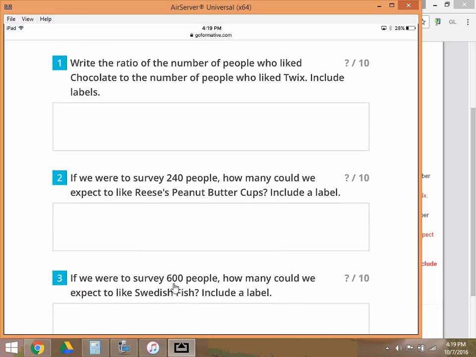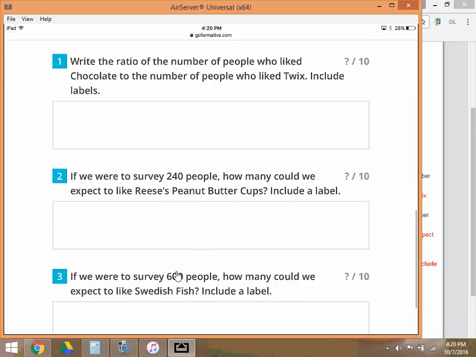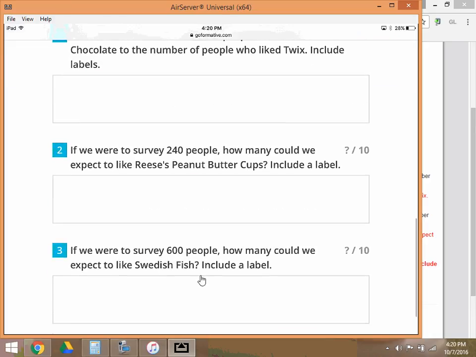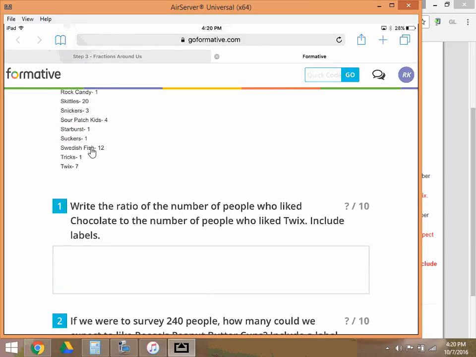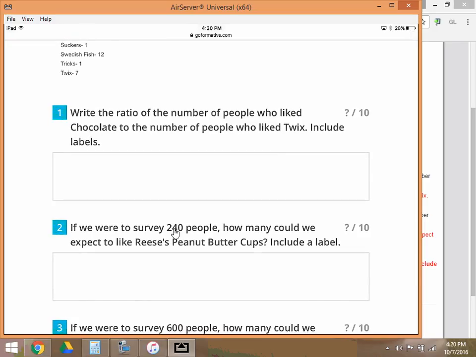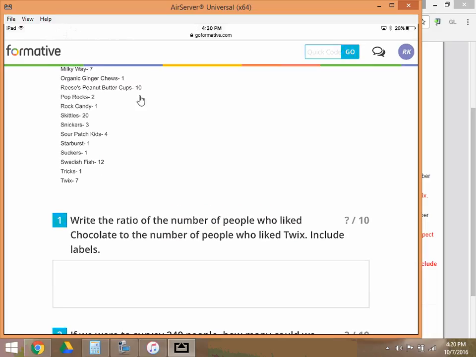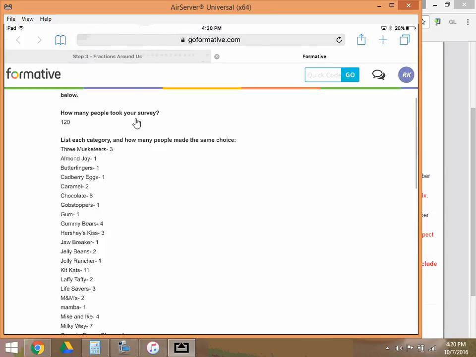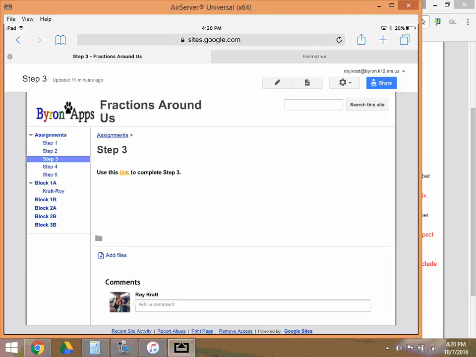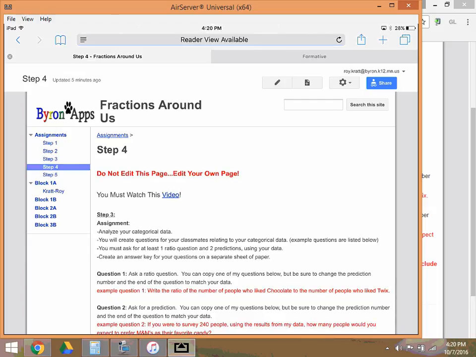Just like I also chose 600 on purpose because 120 times 5 is 600 people. And hopefully that's what you guys figured out when you were answering these questions. So we had to multiply by 5. So Swedish fish, when you came up here, Swedish fish was 12 times 5 is 60. Okay, and then if you did 240, well, that's times 2. So we find Reese's peanut butter cups. All right, that's 10 times 2. The answer is 20.